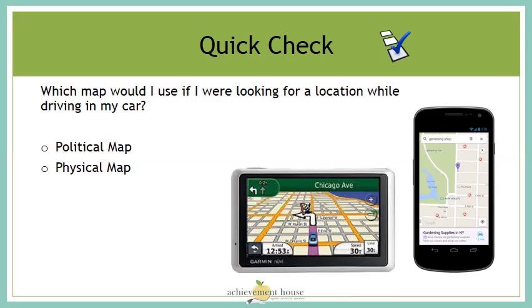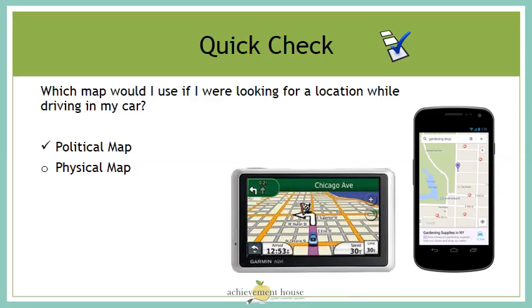Let's do some quick practice. Which map would I use if I were looking for a location while driving in my car? If you said political map, you'd be correct. Remember, a map that shows roads and street names is a political map.